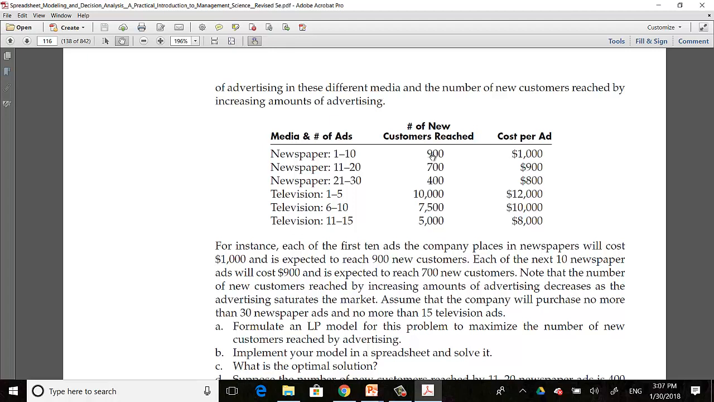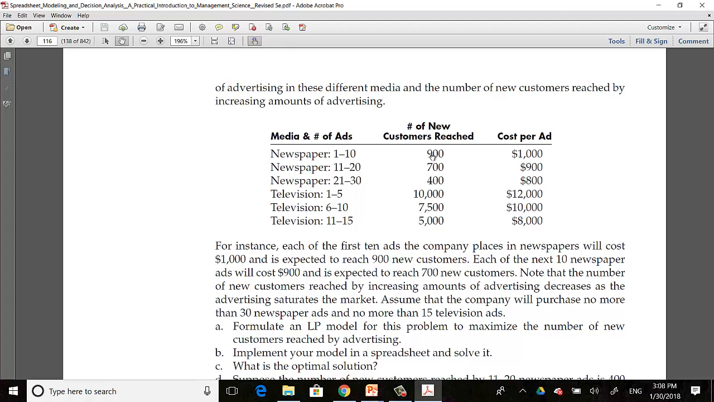Then we look at the next one. The next one is 700, and here is $900. So for this one, divided by 900, that's 0.78 customer per dollar that we will reach. And then the third one, 400 customers, and it costs $800. Divided by 800, it's 0.5 customer per dollar.